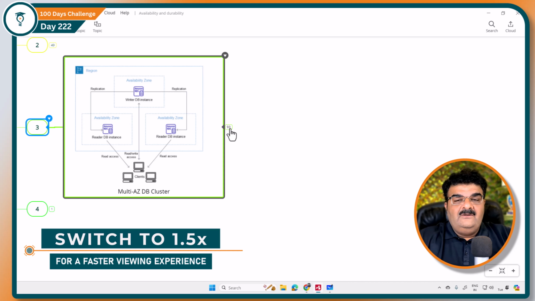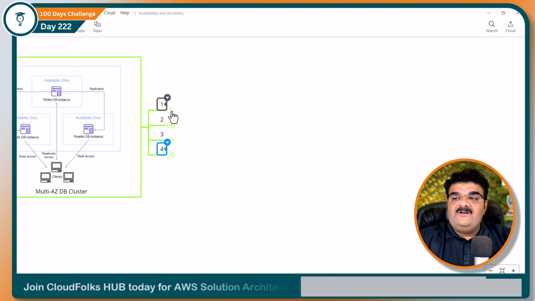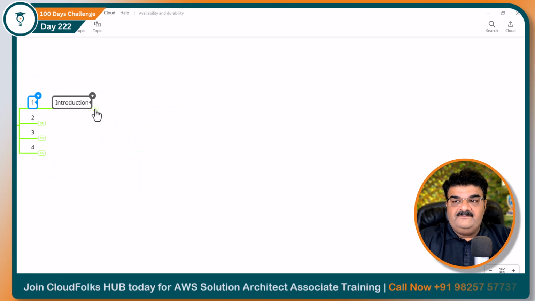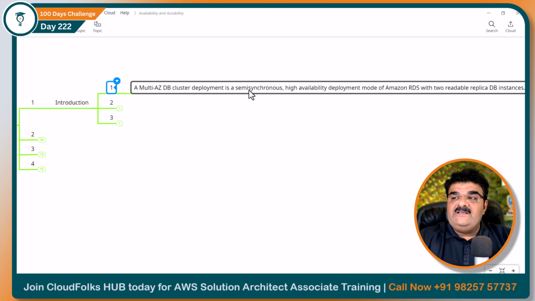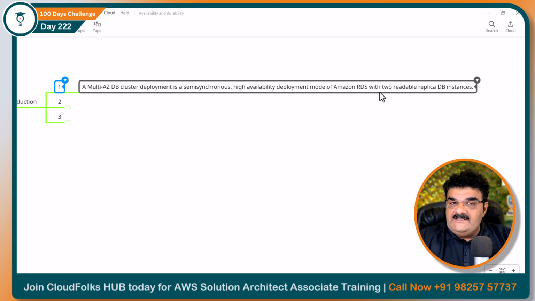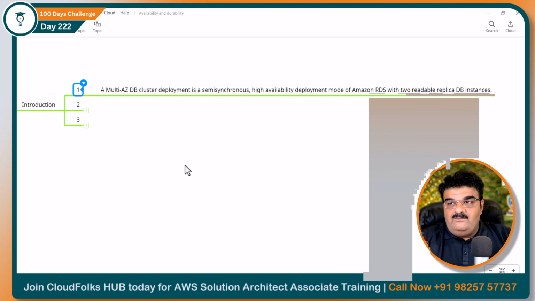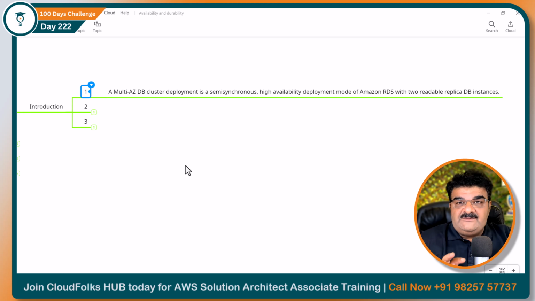As always, we are going to start with the mind map. Here I have point number 3, multi-AZ DB cluster. We are going to start with the introduction. Multi-AZ DB cluster deployment is a semi-synchronous high availability deployment mode for Amazon RDS with 2 readable replica DB instances. It is providing you high availability with performance benefit.